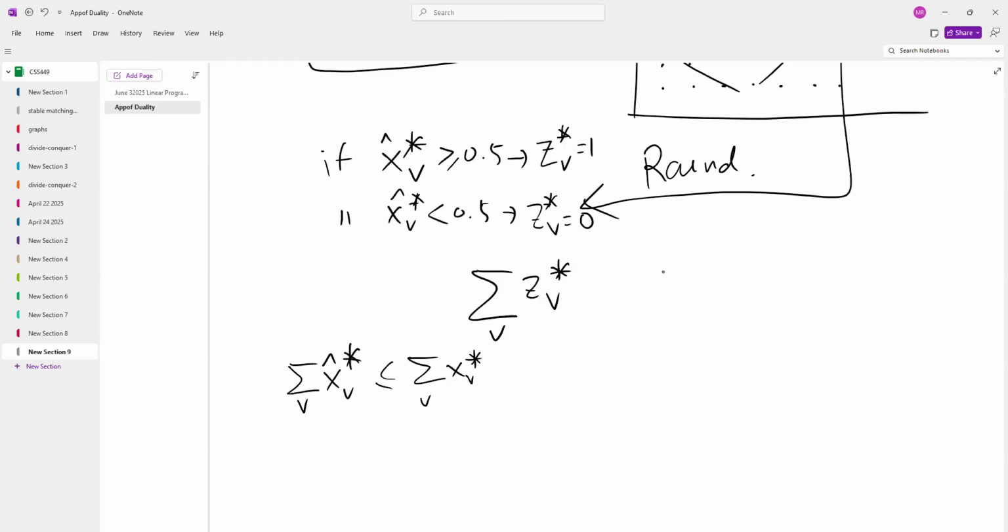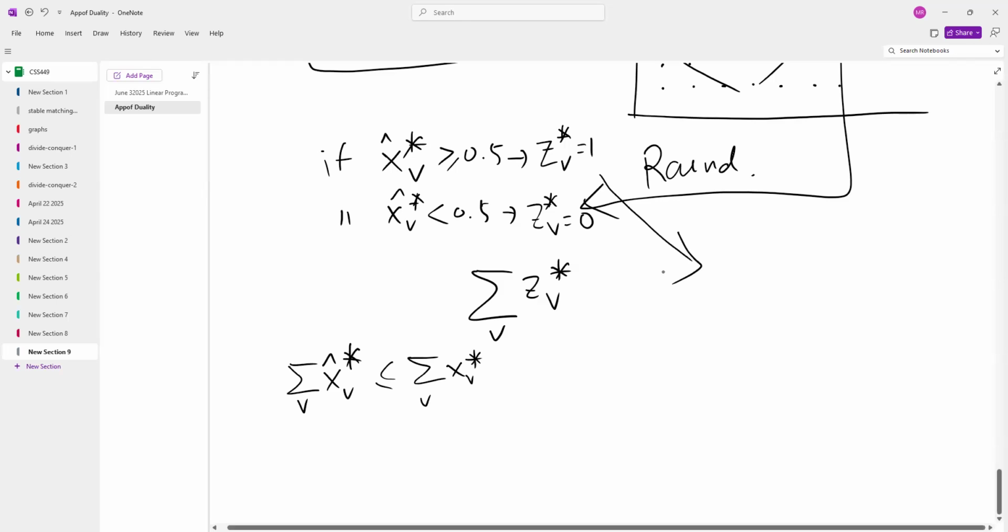I think from here, what can I say about the connection between the relaxed program values and the rounded values? There's going to be a 2 here. Somehow we're going to get a 2 here. Yes, because it's 0.5, that makes sense.